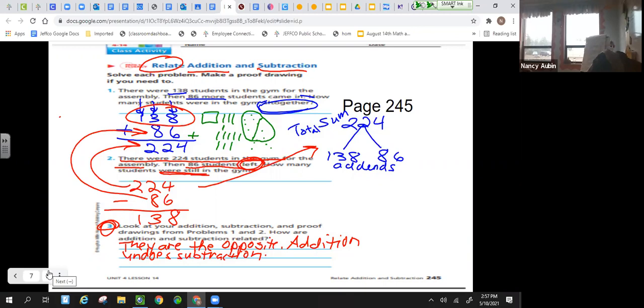Hold on. 1, 2, 3, 4, 5, 6, 7, 8, 9. All of these are going to make 100. 224. That's right. Wait, only 110 left. Nope, it's there. You just can't see it. It got by my marker. All right, let's try proof drawing for 224 minus 86.